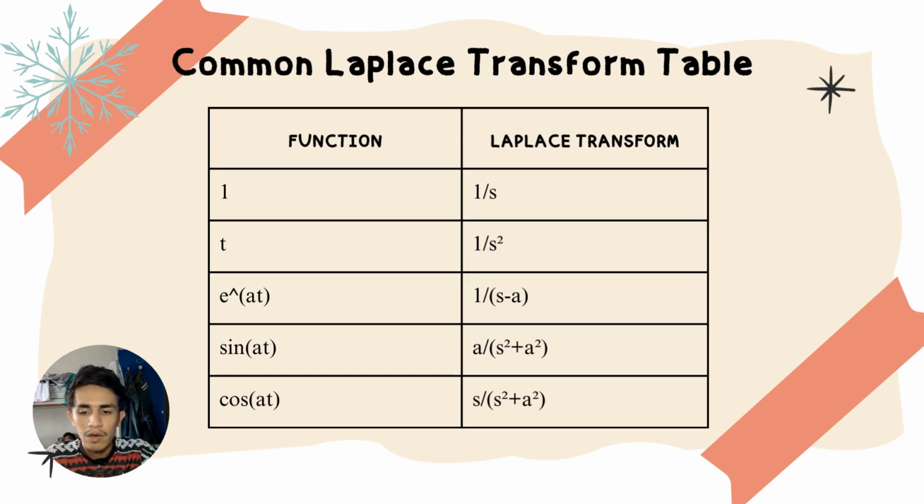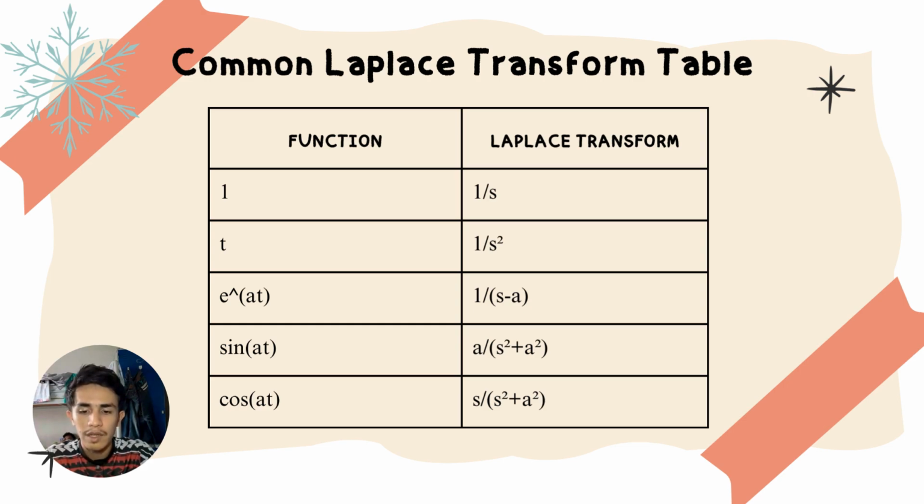The constant function 1 transforms to 1 over s. The linear function t transforms to 1 over s to the power of 2. The exponential function e to the power of at transforms to 1 over s minus a.